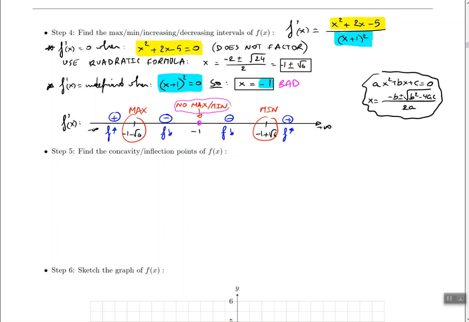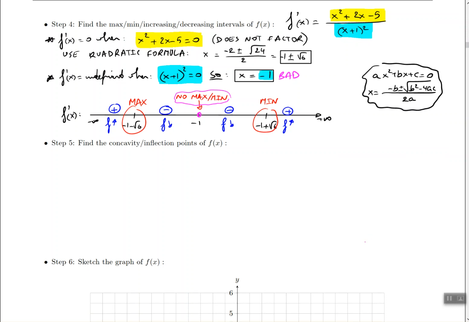And testing some random numbers, I get plus minus minus plus, which means the function was up and then down and then up. So that creates a maximum and a minimum. So that's the end of that one. Let's talk about the concavity next.